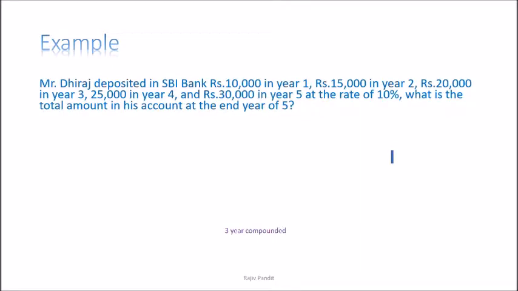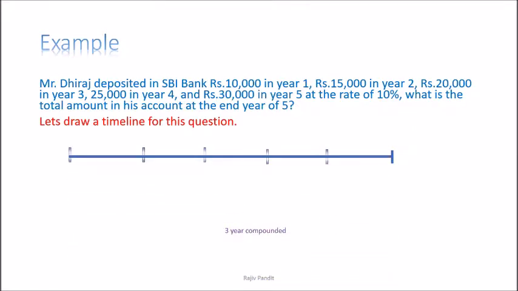Example: Mr. Dheeraj deposited in SBI Bank Rs 10,000 in the first year, 15,000 in the second year, 20,000 in the third year, 25,000 in the fourth year, and 30,000 in the fifth year at the rate of 10%. What is the total amount in his account at the end of year 5? Let's draw a timeline.